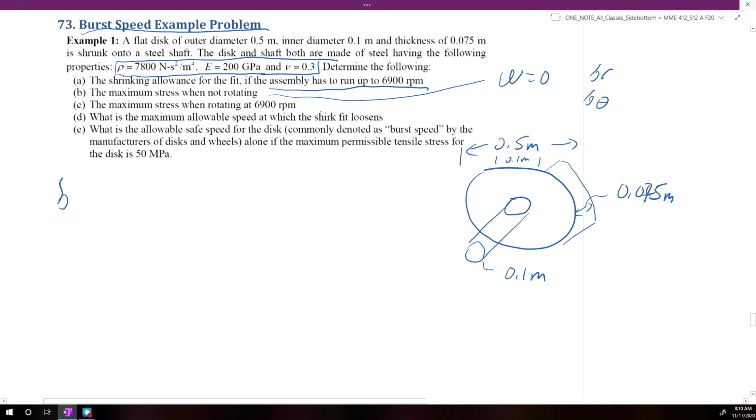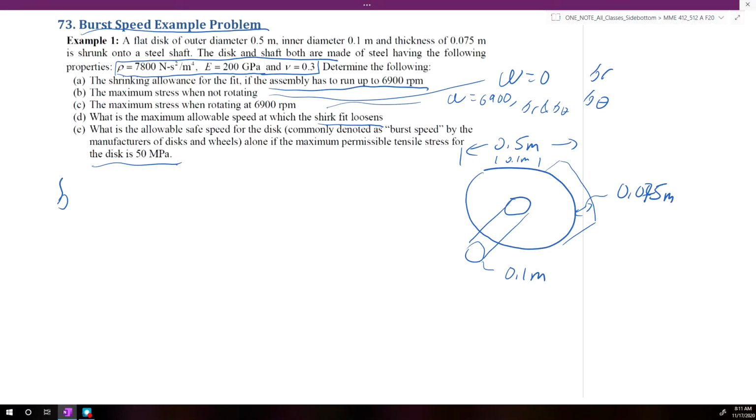When omega is equal to 6900 RPM, we're also asked to find what is sigma r and sigma theta. And then what is the maximum allowable speed at which the shrink fit will loosen? And then the final part is what is the allowable safe speed for the disk, the burst speed of the disk alone, if the maximum tangential stress in the disk is going to be equal to 50 megapascals.